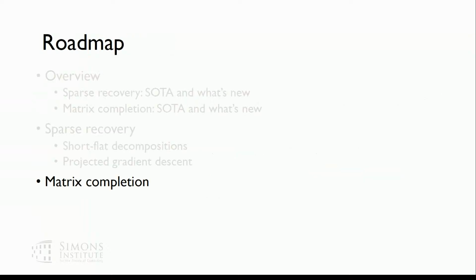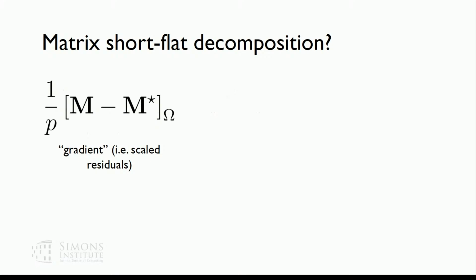Okay, so with the last 5 minutes, I will talk a little bit about matrix completion. In matrix completion land, what would be the right way of defining a short, flat decomposition? A natural thing to try is first write down the gradient. The gradient is the residuals of the current matrix along the observations. So you take your current matrix, subtract off the truth, which you can see on some observations, denoted by omega, and then rescale it by 1 over p, where p is the observation probability, to make sure it's unbiased. So this is the natural descent direction one might try in gradient methods.